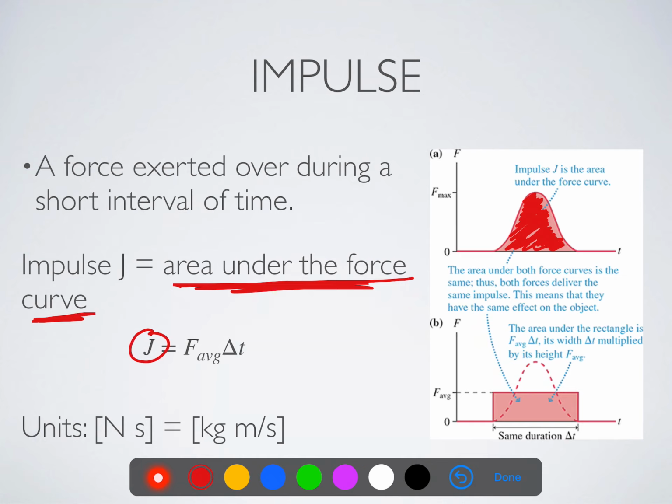We're going to call it the average force because we don't have the tools to calculate the area of this curve right here. We need some calculus for that. We need to take an integral. We can't do that, so what we're going to do is approximate it with just a little square right here, because we know how to find the area of that square. So it's going to be easier to do that. Impulse has units of newton seconds because it's force multiplied by time, or you can see it as kilogram meters per second. Either one of those will be fine.